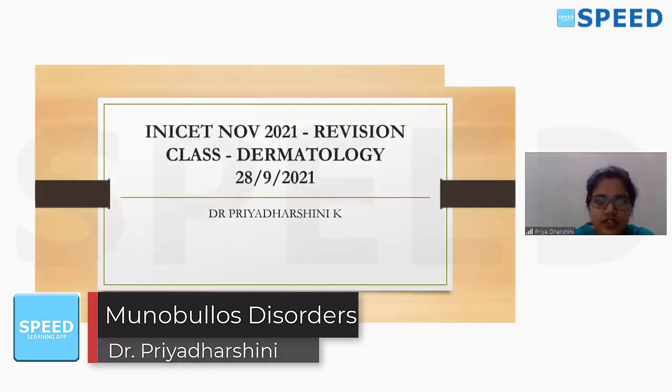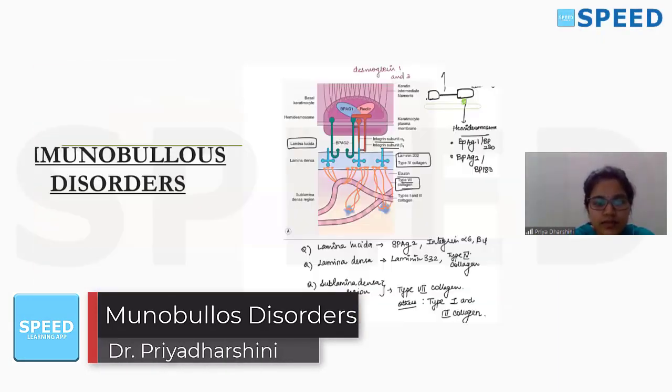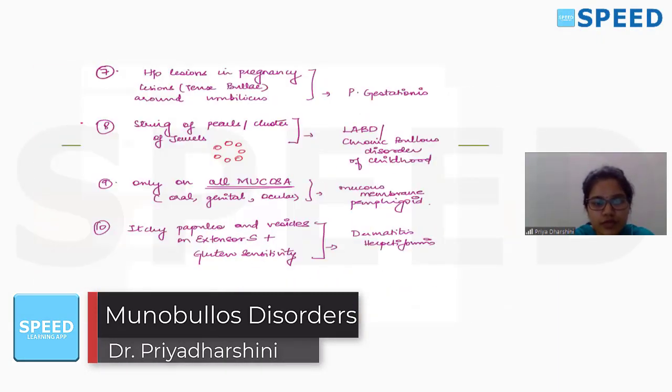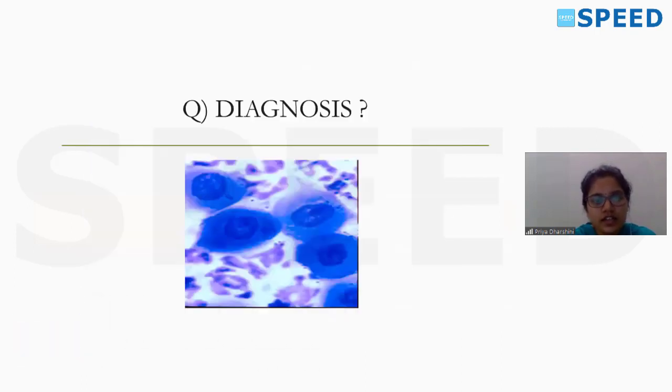In dermatology INI-CET revision class today, what we are going to see is some MCQs related to immunobullous disorders we can be asked. So I'm going to discuss in a question and answer format, not in a proper MCQ format. So this is the first question. What is the cell shown in this picture?